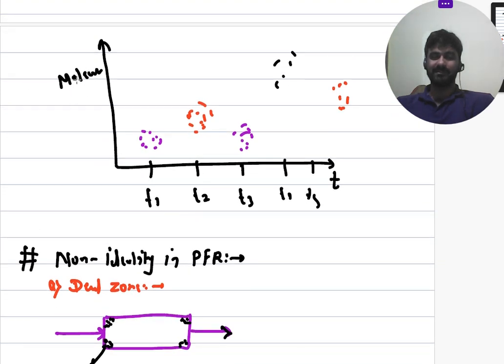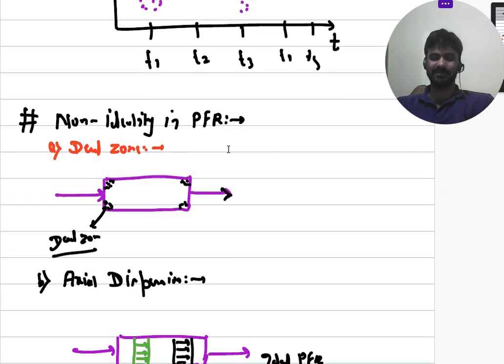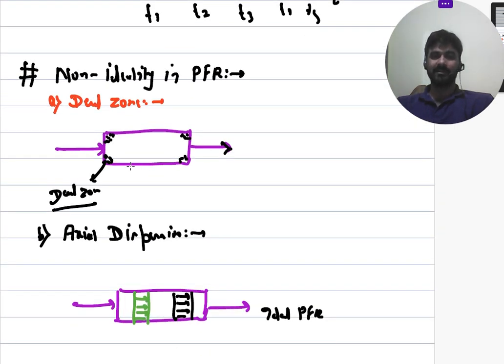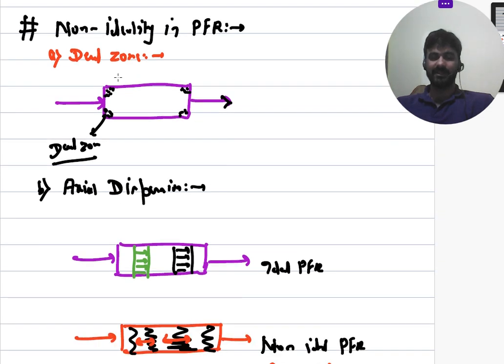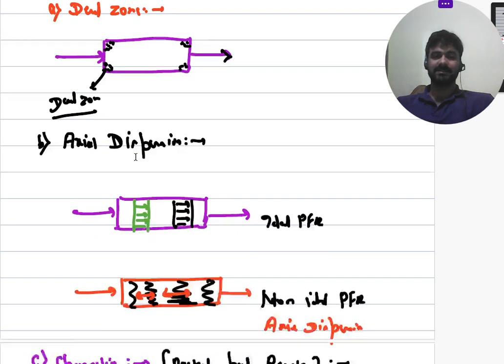Due to these reasons, if I track the molecules, the residence time for all of these molecules will be different. If the residence times of all these molecules are different, then this creates the non-ideality in the CSTR. Now coming to the non-ideality in the PFR, again a dead zone is there. In the PFR also some molecules will get entrapped in this zone, and the residence time of these molecules will be more than expected. So it creates the residence time distribution.